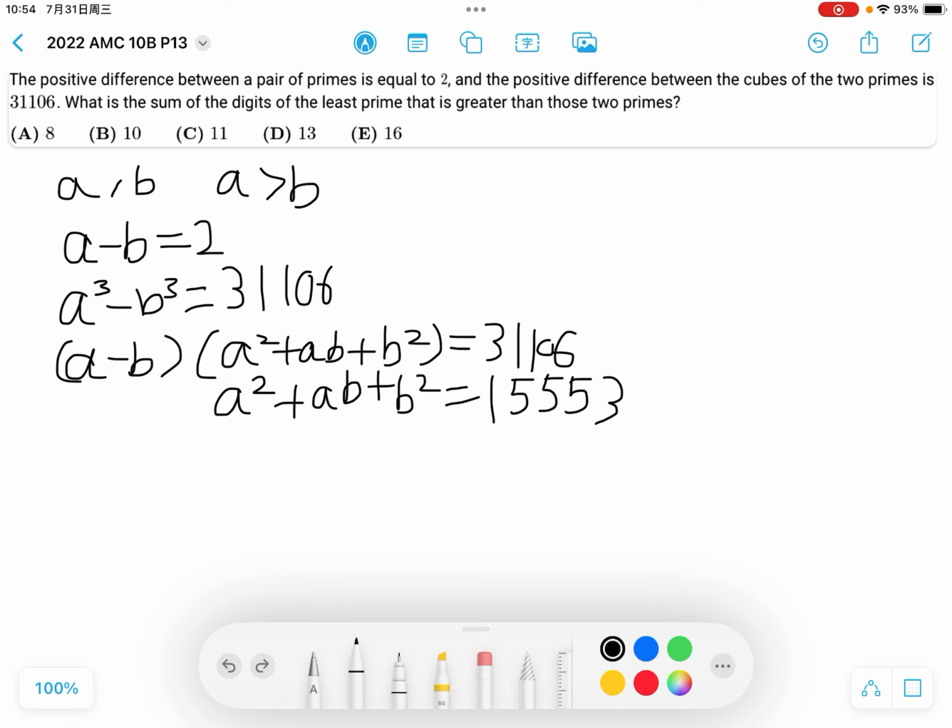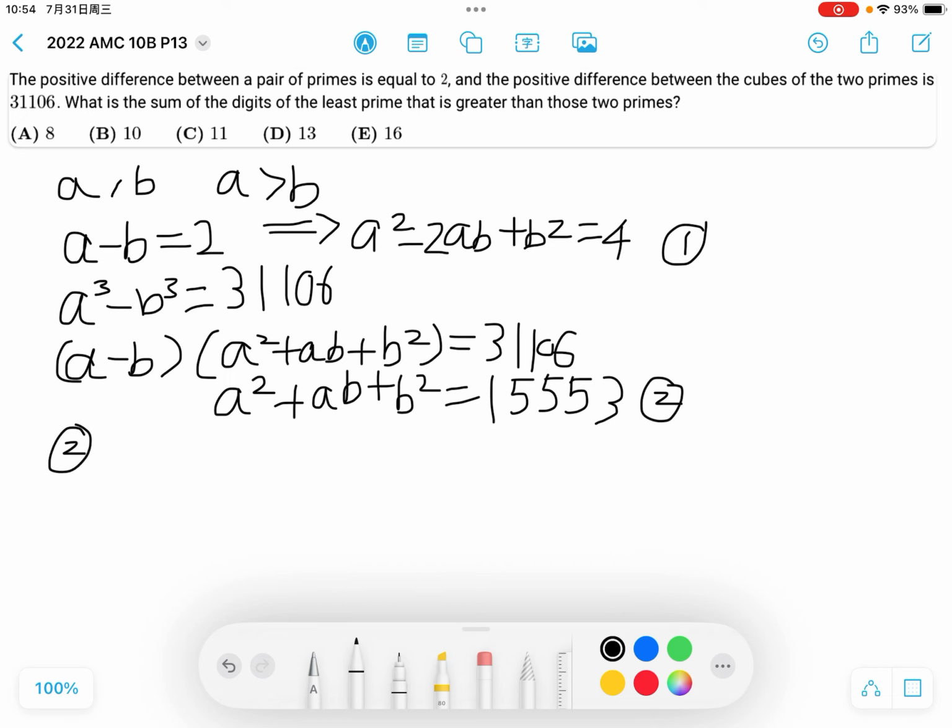Right now, we can square A minus B equals 2, so we square both sides of the equation and get A squared minus 2AB plus B squared is equal to 4. Okay, so we have equation 1 and equation 2. What if I just subtract equation 2 from equation 1? My main goal is to cancel out A squared and B squared, or any other term I can, to figure out A and B in an easy way.